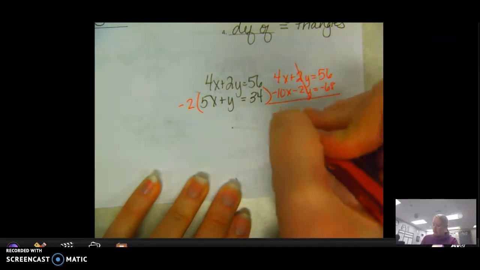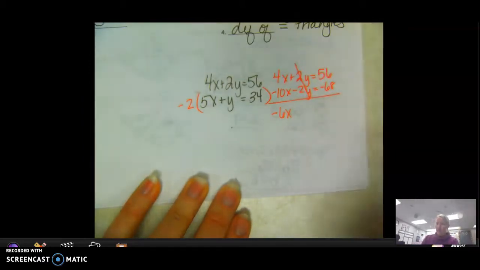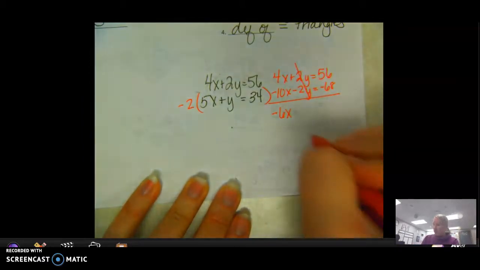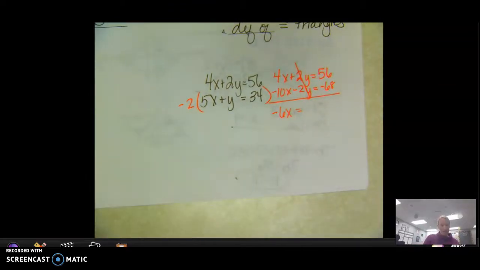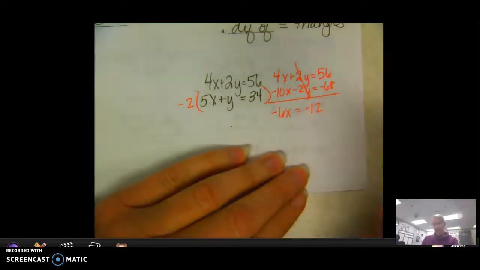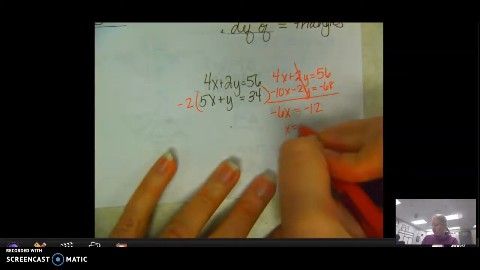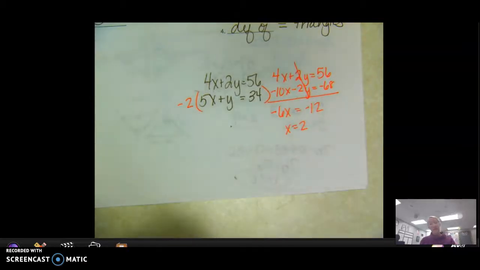This gives me a negative 6x because 4 minus 10 is negative 6x. And then 56 minus 68, since I already made a mistake, equals negative 12. Okay? I'm going to divide both sides by -6, and I get x equals a positive 2. So that's my x value.